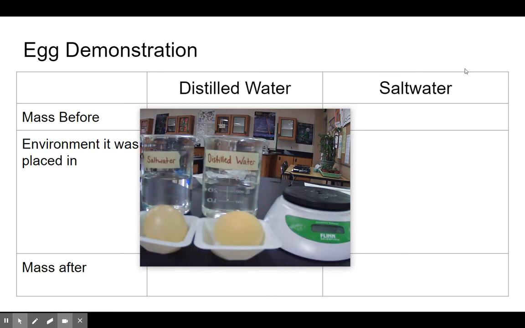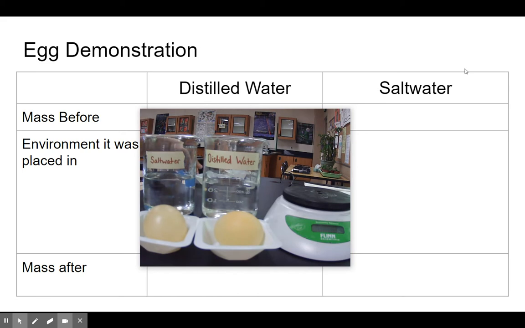out of cells. You can also see we have 2 beakers here. One of them just contains distilled water. Remember, distilled water is just pure H2O. There's nothing else in it. And we have salt water, which is as saturated as we can get it, which means there is as much salt in there as would possibly dissolve.